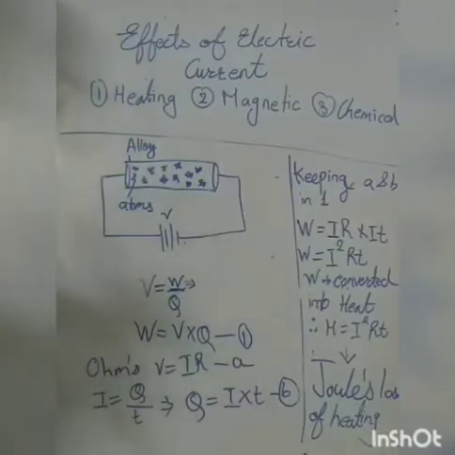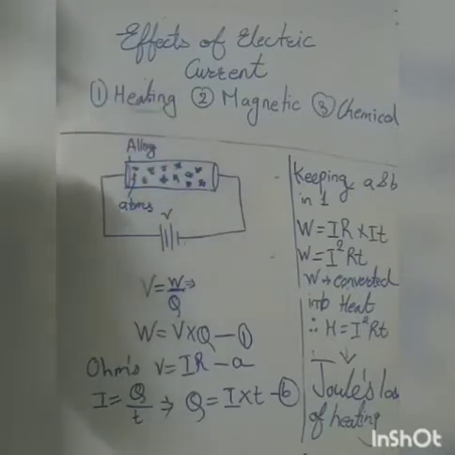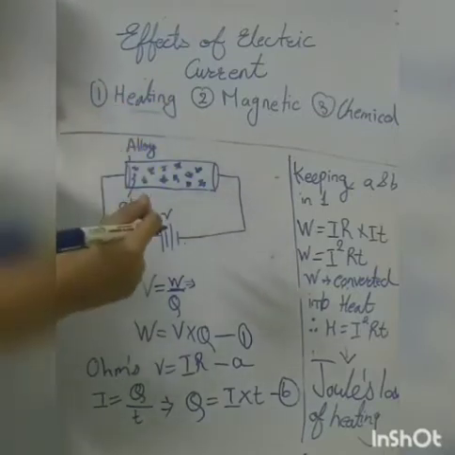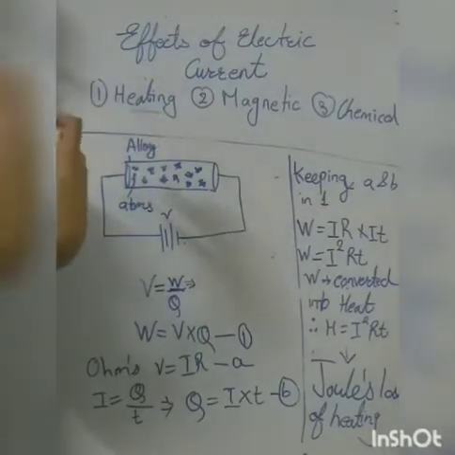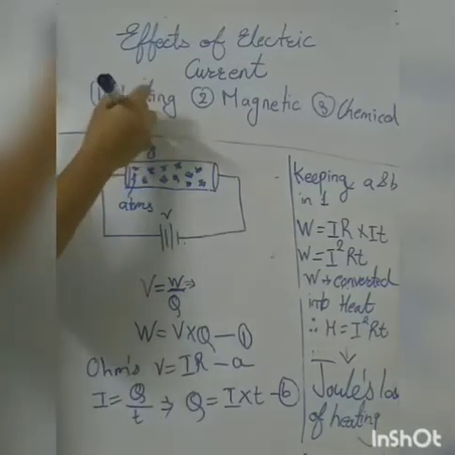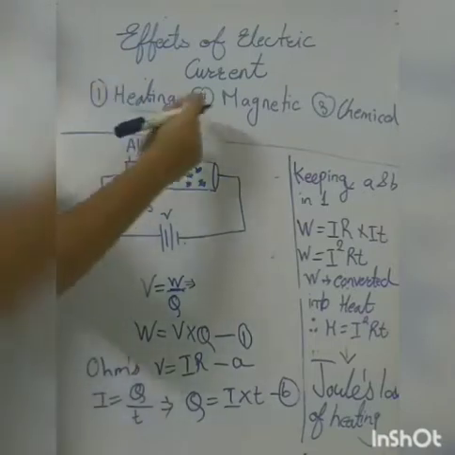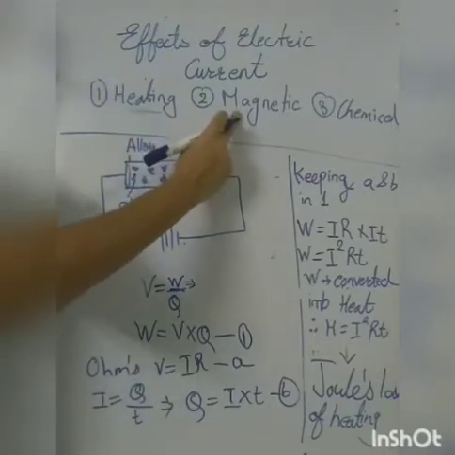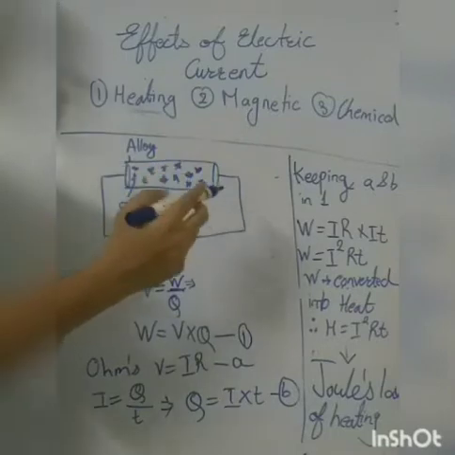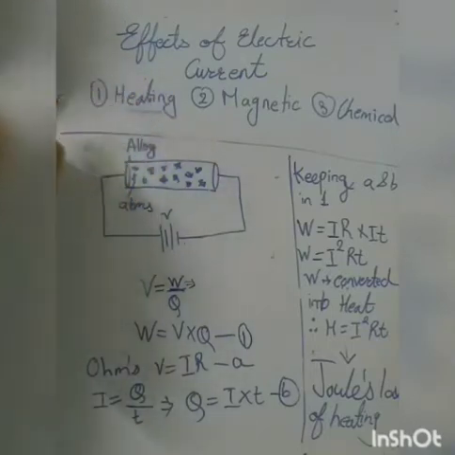All the appliances which you use at home which get heated up are based on heating effect, such as your electric iron, your toaster, water heater, room heater. All of these are based on heating effect. Electric motor and electric generator work on the principle of magnetic effect, and electroplating works on the principle of chemical effect. In this lesson, you are going to study about heating effect.